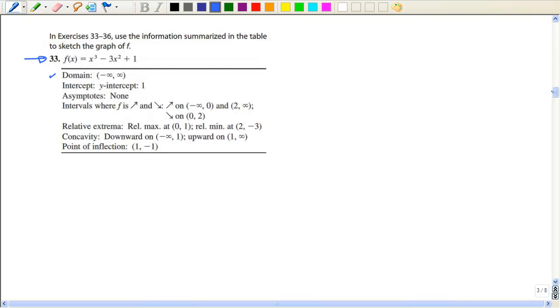They tell us the domain is all real numbers. A y-intercept. We know there's no asymptotes because it's a polynomial. But then, what is all of this?